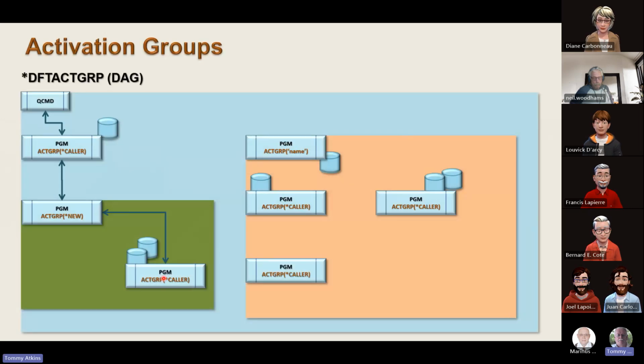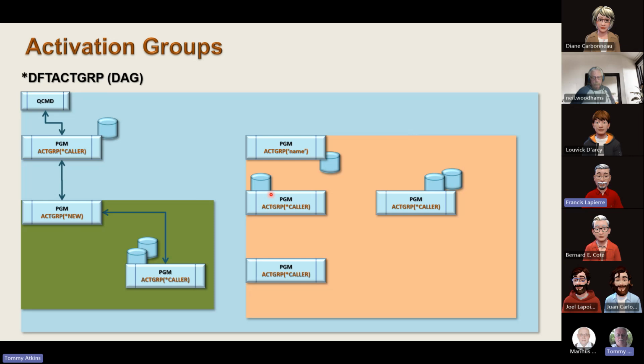If I exit from this green activation group, I'm going to commit all the changes. So this file will have changes which were made by this program in here. This program in here will be committed, whereas the changes made by this program in here won't be committed. Am I making sense? Please tell me yes.